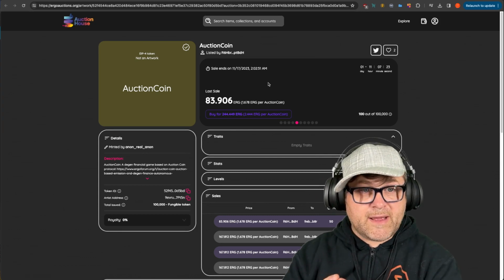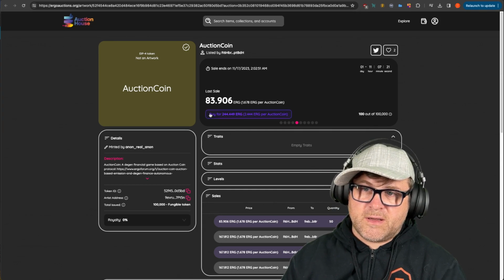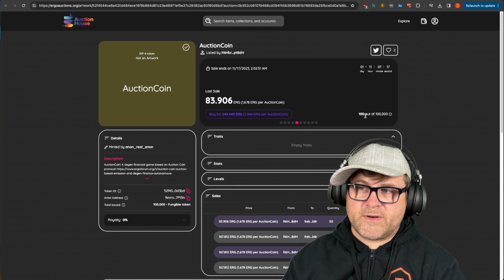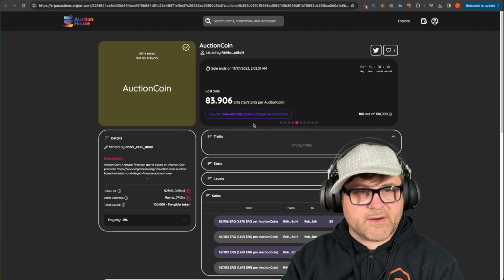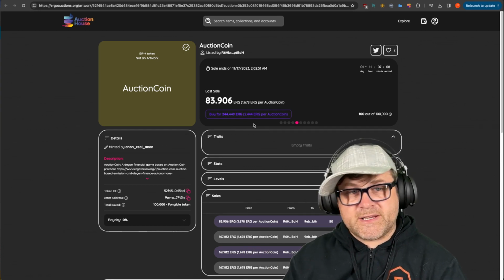Okay, so looking back at this, we can see that the current auction has a buy it now for 244.449 ERGs for 100 tokens. That is 2.44 ERGs per token. Imagine this is your monkey bar token. Now it's where the magic happens.